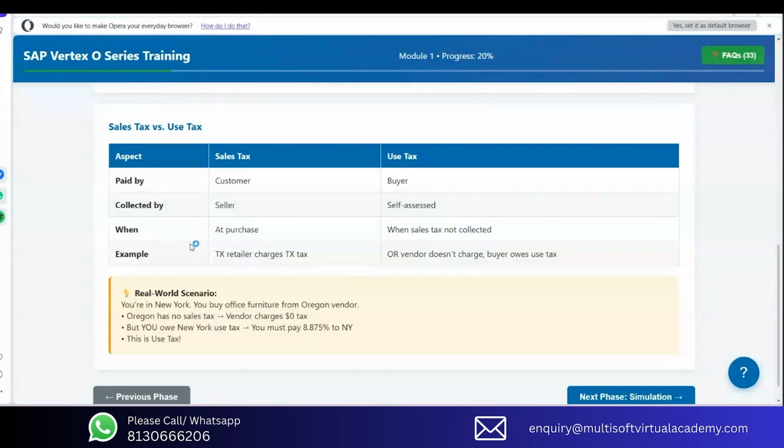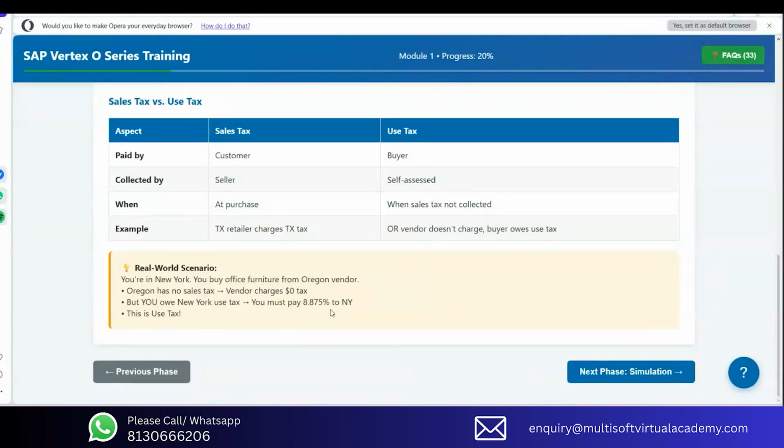Sales tax happens at the time of purchase. But when the sales tax is not collected, only then will use tax come into the picture. If sales tax is collected at the time, then use tax won't come. Use tax comes when the sales tax is not collected. Example: in Texas, retail charges the tax rate, but in use tax, the vendor doesn't charge, and the buyer owes use tax. Got it.